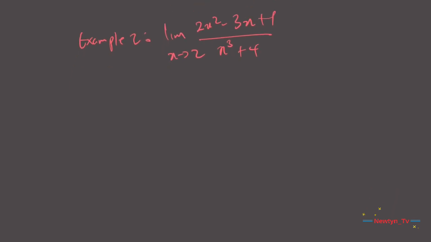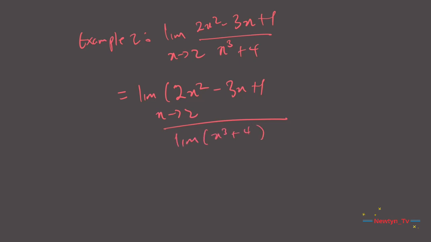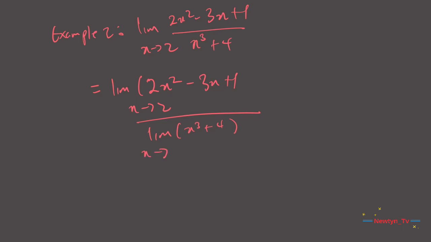Now let's start. We have the limit of 2x squared minus 3x plus 1 as x approaches 2, over the limit of x cubed plus 4 as x approaches 2. Here we applied the quotient law, making sure that 2 cubed plus 4 isn't equal to 0. That's what we are trying to make sure we do.